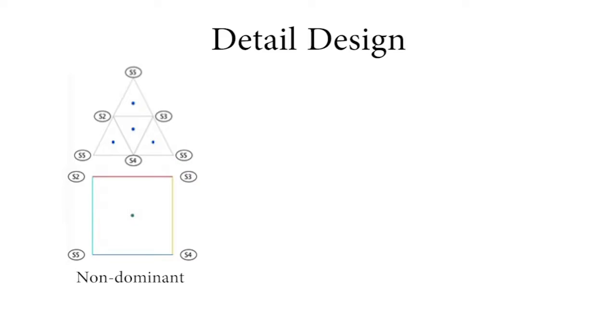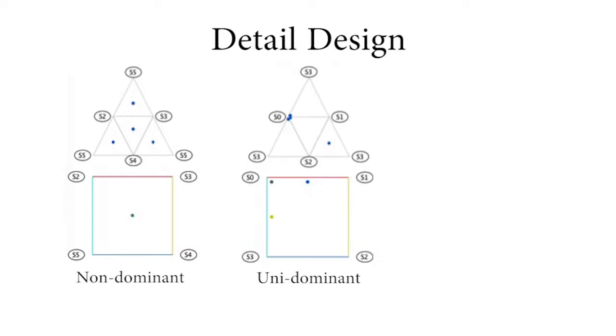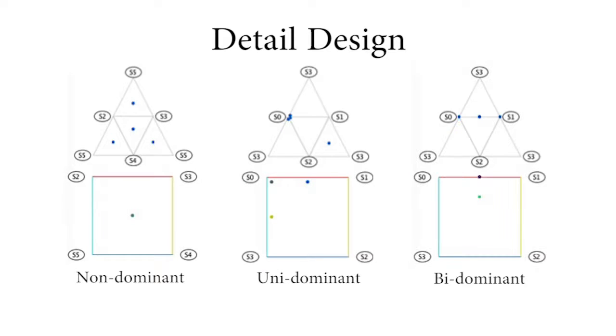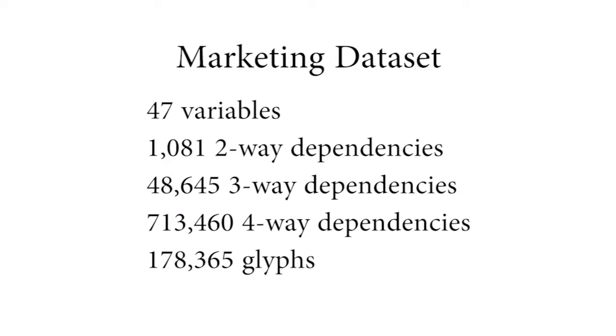With that in mind, we can see sample data of a non-dominant relationship, a unidominant variable S0, and bidominant variables S0 and S1. We now show the marketing dataset to demonstrate some of the interactive functionalities of our system. The dataset contains 47 variables, resulting in a total of about 180,000 glyphs.